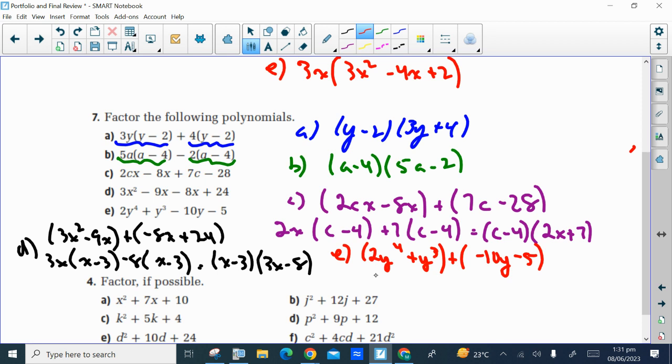There is a common factor in this first group of y cubed. Take it out, you'll get 2y plus 1. And if we take out a negative 5 out of the second group, we'll also get 2y plus 1. So now I've got two terms. Both terms have a 2y plus 1. That's our common factor. Take it out, you'll get y cubed minus 5. There's the final factors for that.